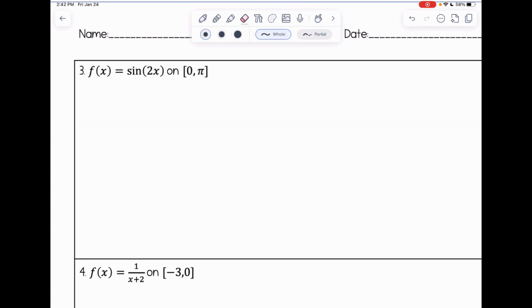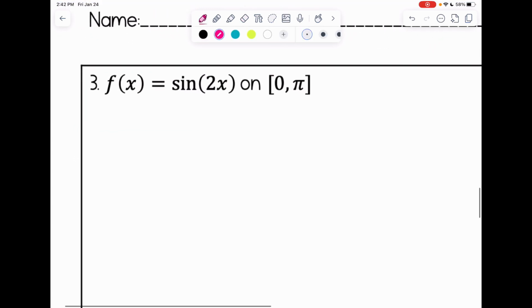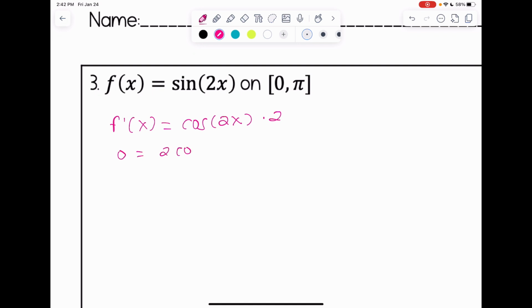Okay, for number 3, we have a trig question. So f of x is sine 2x, and we're looking at the interval 0 to pi. So let's start by taking our derivative. We're going to get cosine of 2x times 2, and we're going to set that equal to 0. I'm just going to move that 2 to the front. And we're going to solve for all values of x that this would be true for. So I could divide out the 2 on both sides.